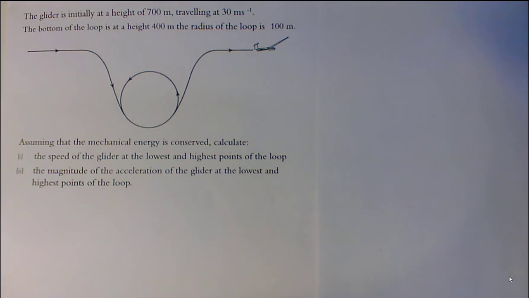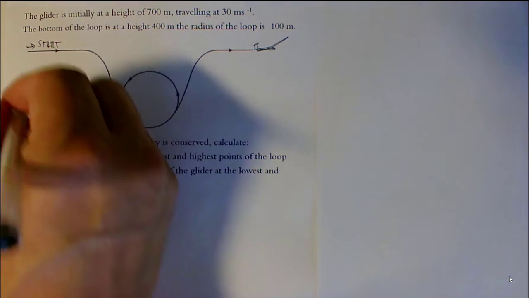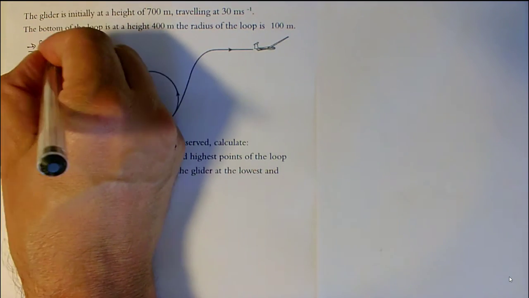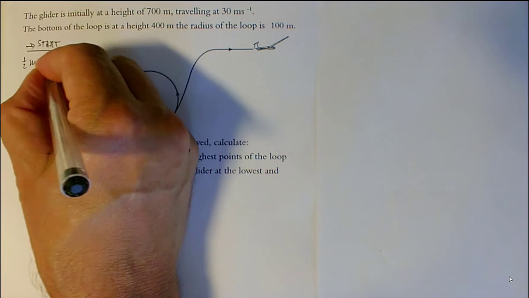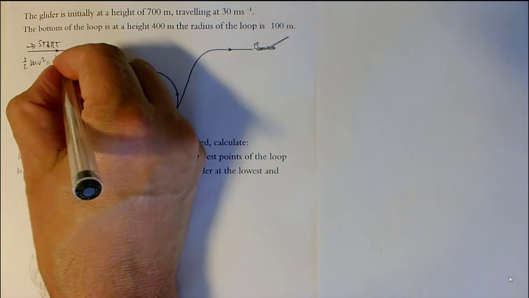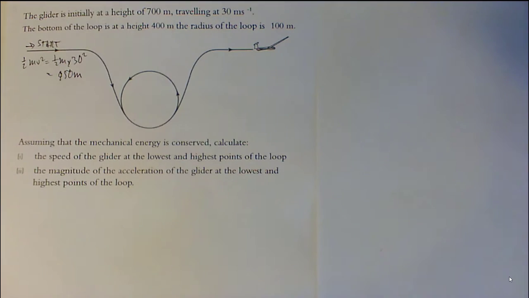Here we have a glider, which is looping the loop. The picture we've got of it here shows it exiting the loop. So it starts here, and at the start it has both kinetic energy of a half mv squared, which is a half m times 30 squared, which comes out as 450m. It also has gravitational potential energy.